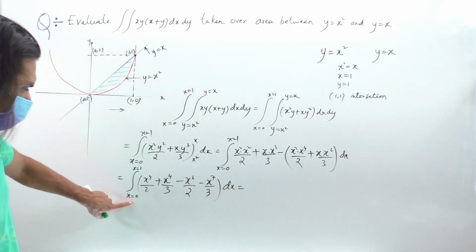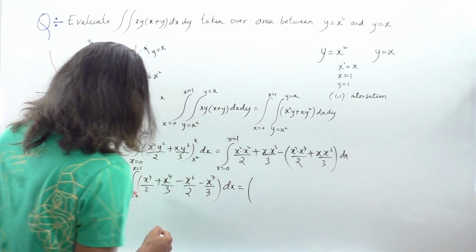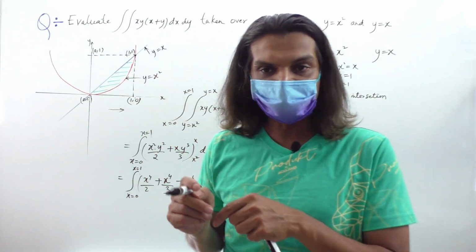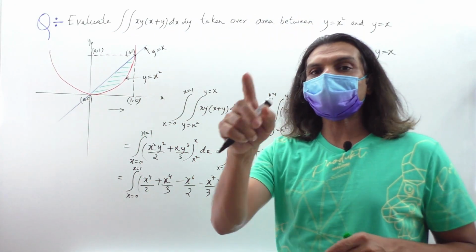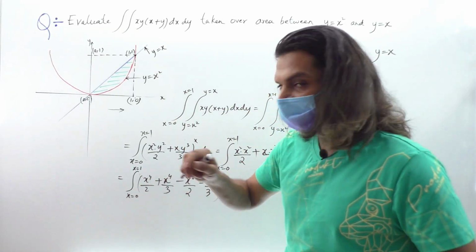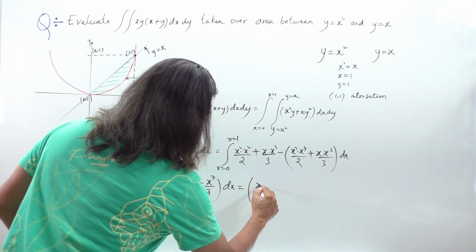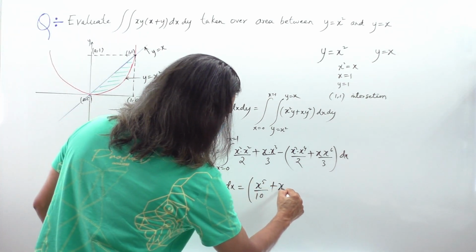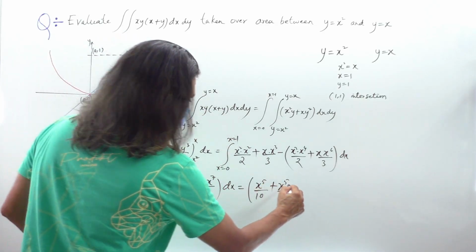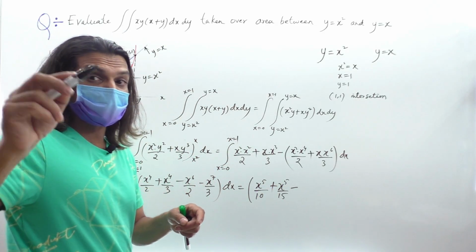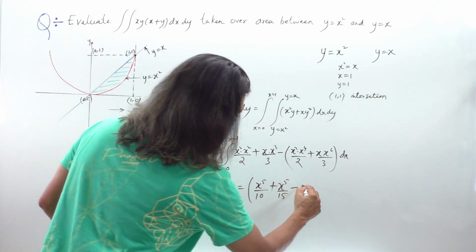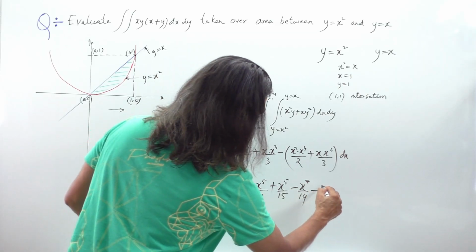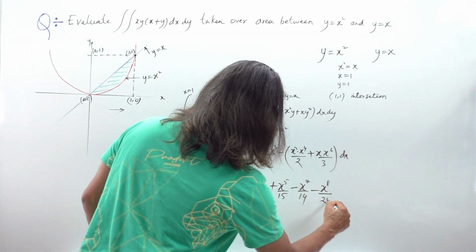So when I integrate with respect to x, the integral sign goes. Integration of x to the 4 is what? Integration of x to the n is x to the n plus 1 by n plus 1. So integration of x to the 4 will be x to the 4 plus 1, 5, by 5. Here it is 2, 5 twos are 10. So this will be x to the 5 by 10, plus again x to the 4 will be x to the 5 divided by 5 threes are 15, minus x to the 6 will be x to the 6 plus 1, 7, by 7 twos are 14, minus again x to the 7 is x to the 7 plus 1, 8, by 8 threes are 24.